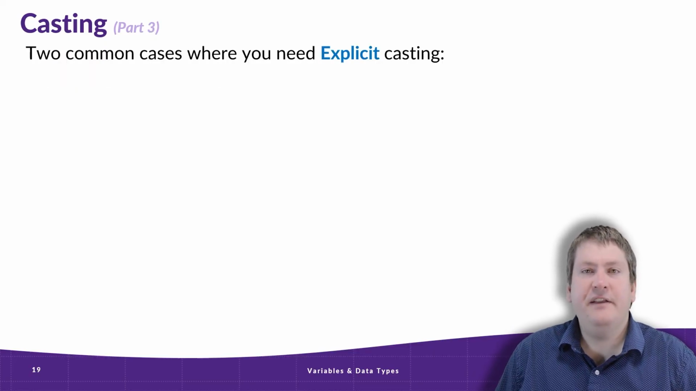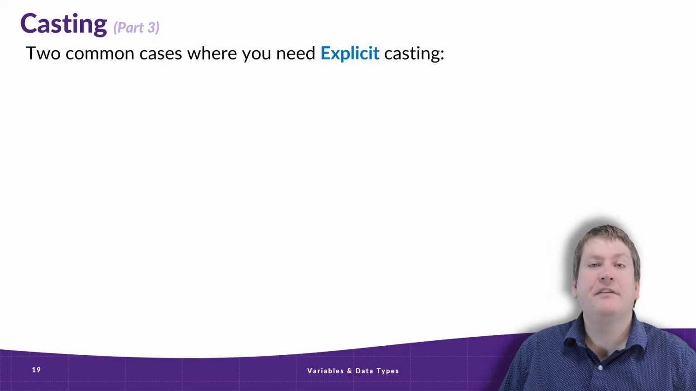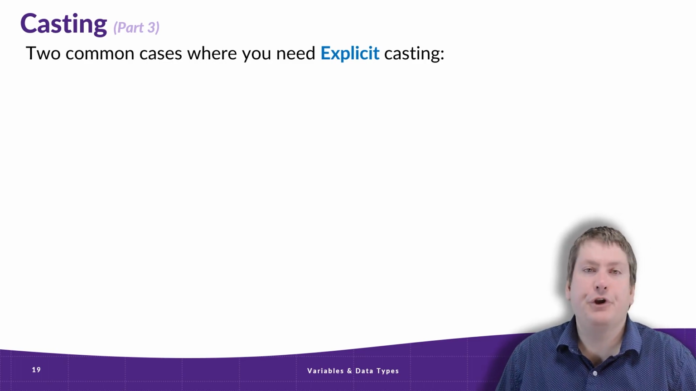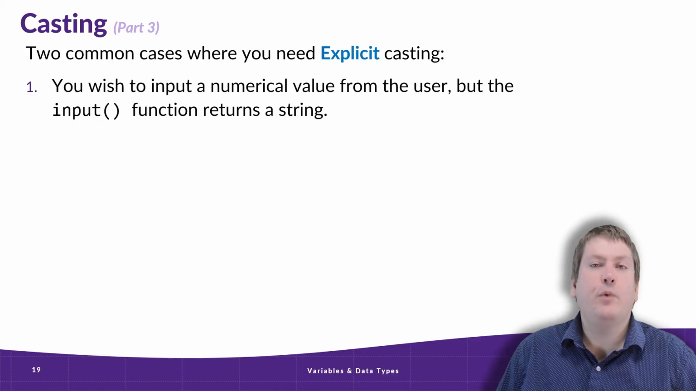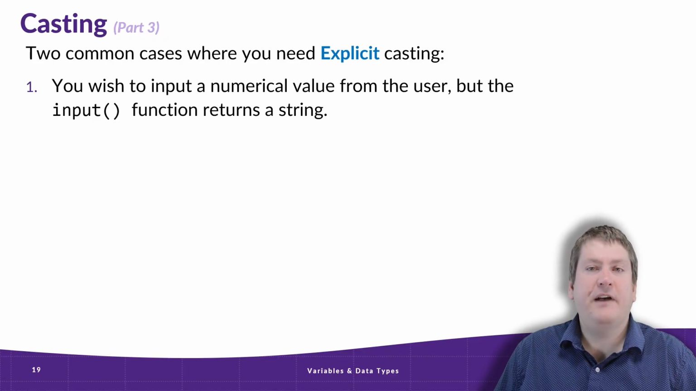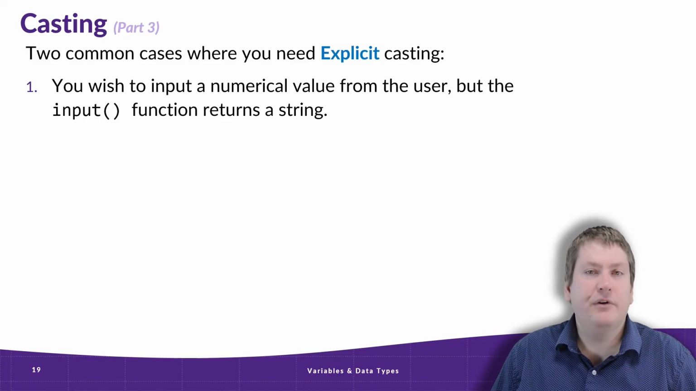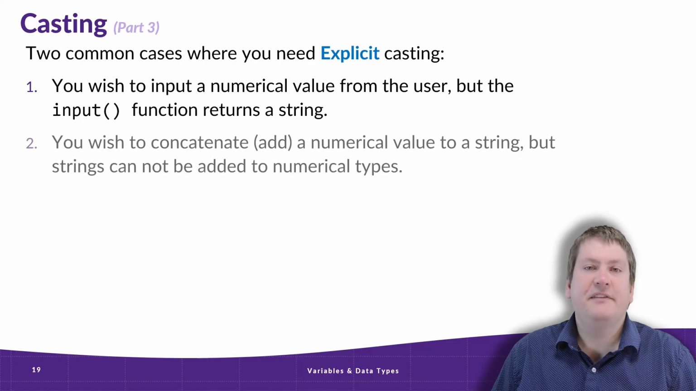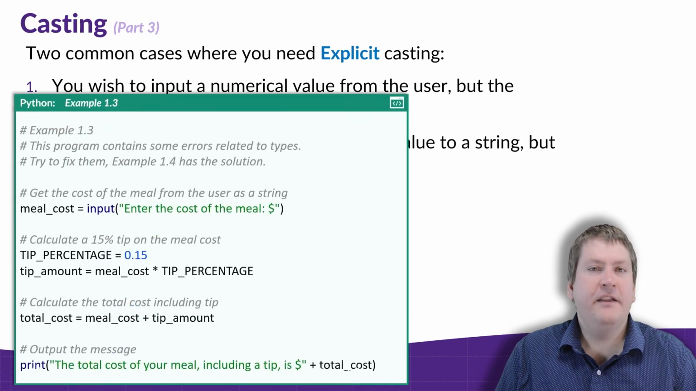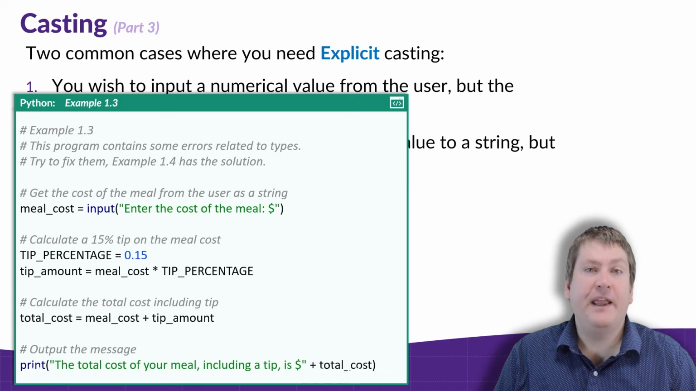The last thing we'll discuss in this video are 2 common cases where you will need explicit casting, and this will almost certainly come up in your code. The first case is when you input values from the user. The input function returns a string value, but you often need a numerical value such as an integer or a float. The second case is when you want to add a numerical value to a string, but the addition operation does not allow a number to be added to a string. Let's take a look at an example that covers both cases.